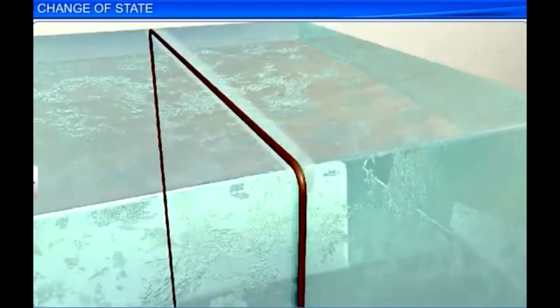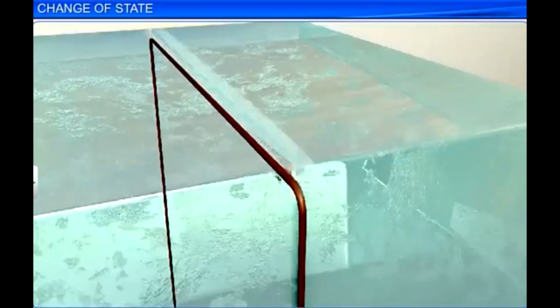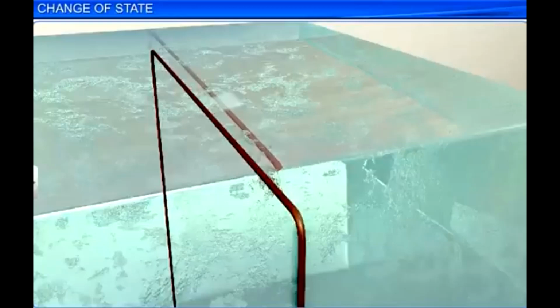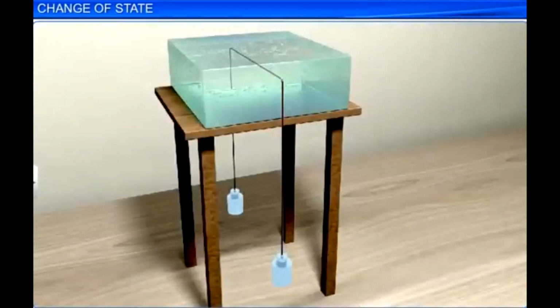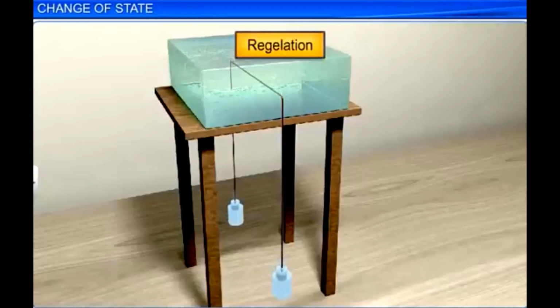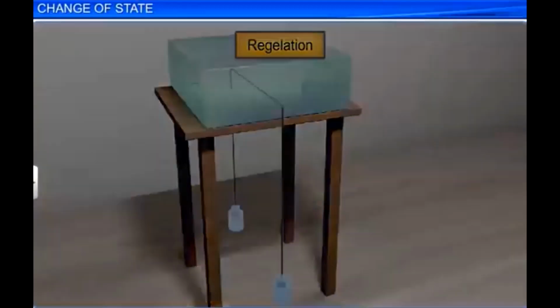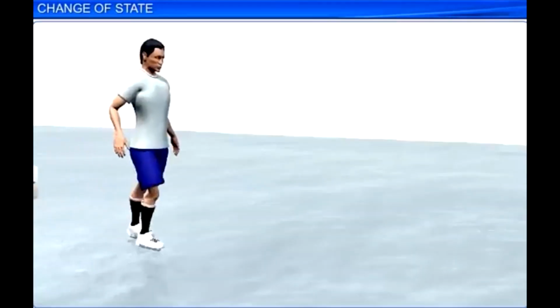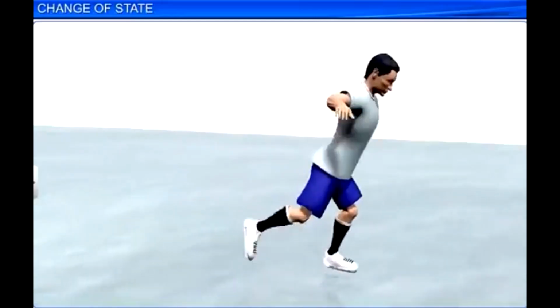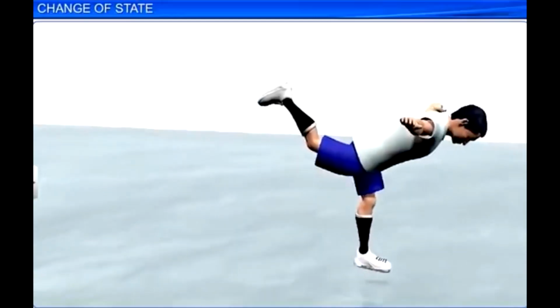As the wire exerts pressure, the ice beneath it melts. When the wire passes through, the water above the wire freezes once again. This phenomenon of refreezing is called regelation. In fact, ice skating is possible only because of regelation.